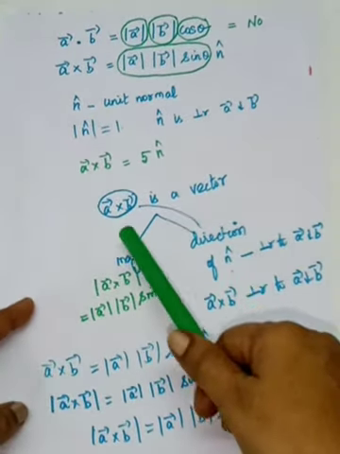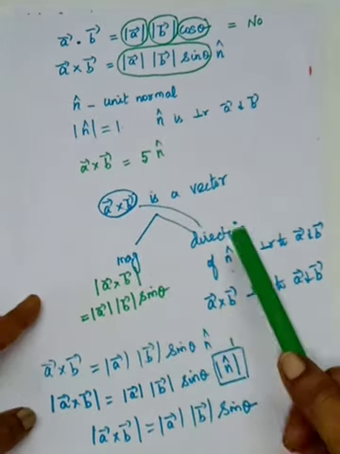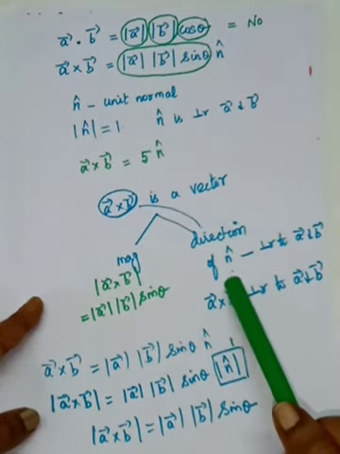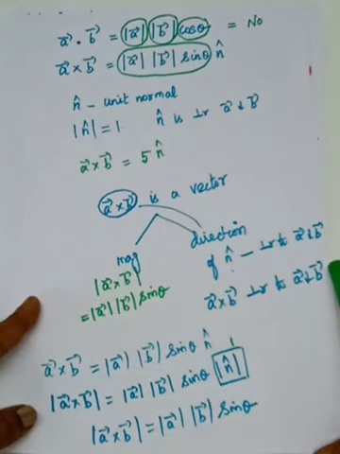Already I have said the direction. So A vector cross B vector, how is it? It is in the direction of n cap. How is the n cap? N cap is perpendicular to A vector and B vector.